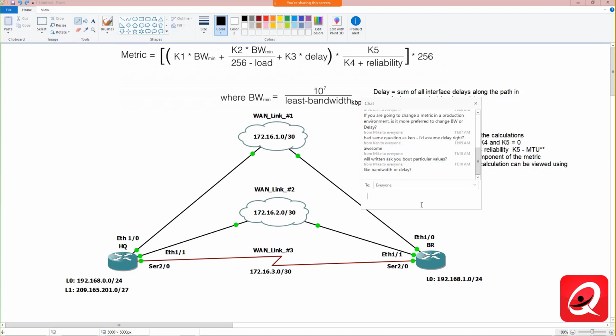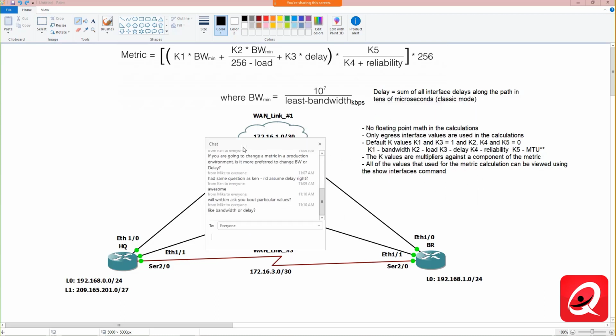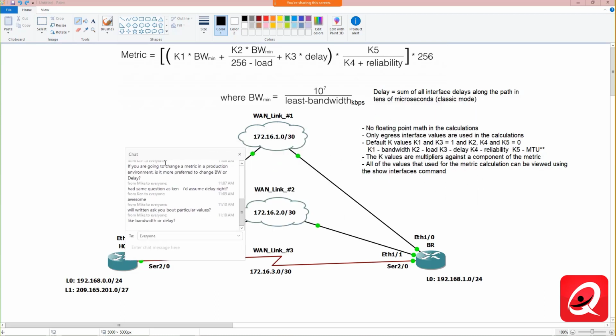Will the written ask you about particular values? Absolutely. You are going to have to know, from a theoretical standpoint, about all of these values. You're going to have to know the formula. You're going to have to know what components of the formula apply, which ones don't apply, and you'll probably even have to know how to manipulate metric weights using the metric weights command. So that divide by 10 is definitely a biggie.